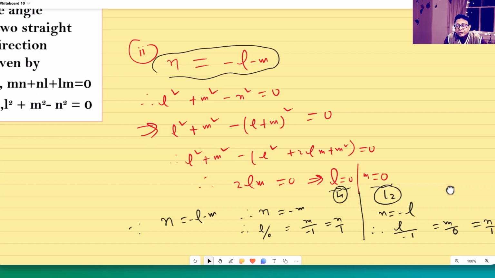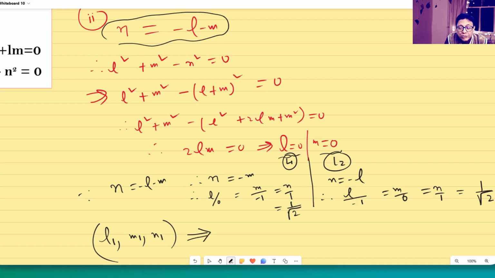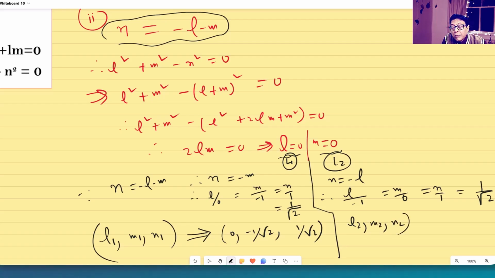And for the first line, if we take these three as L1, M1, N1, then each ratio is going to be 1 by, because L square plus M square plus N square is 1, already I told you, root 2. And here also 1 by under root 2. So this ordered triplet, if you write this manner, L1, M1, N1, not ordered triplet actually, don't be confused. This is 0, minus 1 by root 2, 1 by root 2. And here this is going to be what? Minus 1 by root 2, 0.